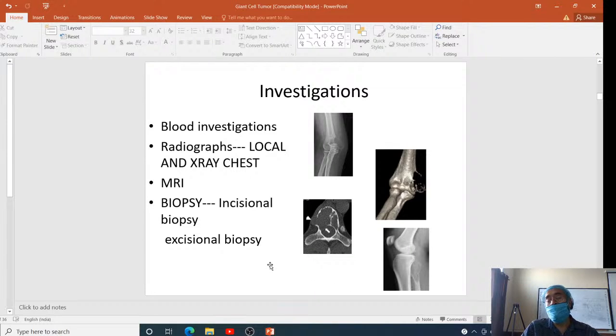But the lower end fibula is much more important than the upper end fibula, because the lower end fibula, otherwise known as the lateral malleolus, gives lateral support to the ankle joint. A very, very important joint. If you take out the whole fibula, the ankle joint will not be stable. So you decide when to do an incisional biopsy or when to do an excisional biopsy. This is one of the treatment options as well as an investigation, both: excisional biopsy, especially if it is the upper end fibula.